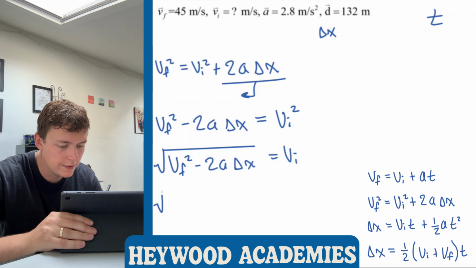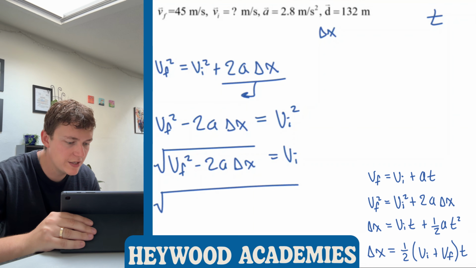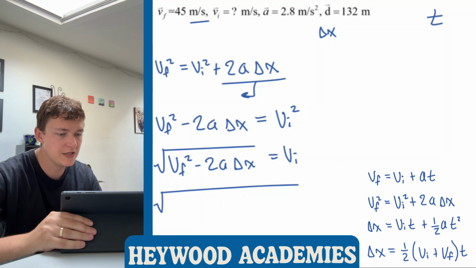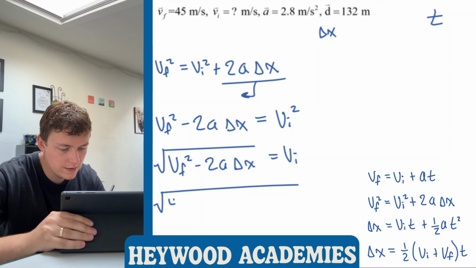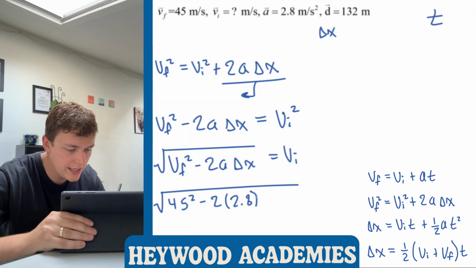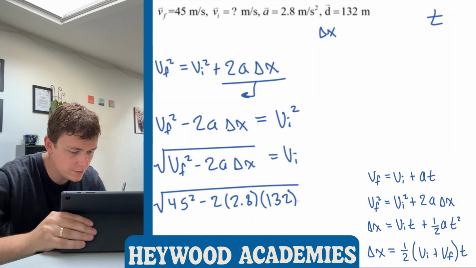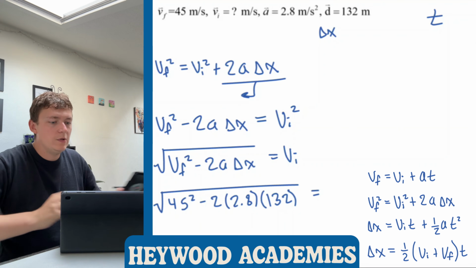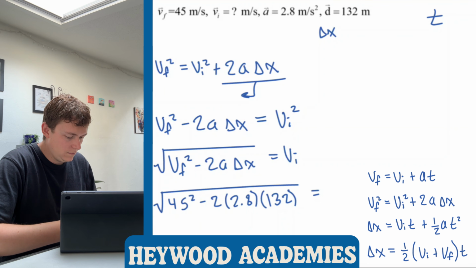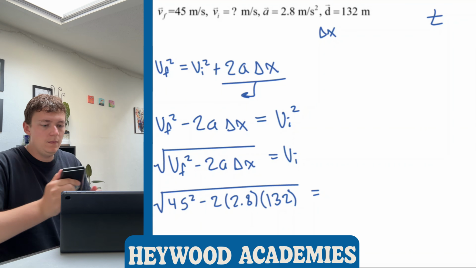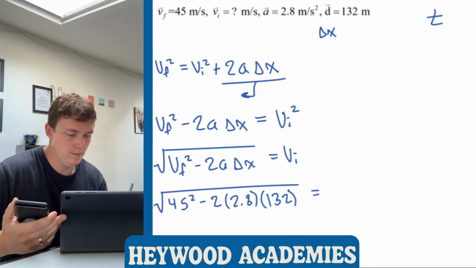Now we can go ahead and plug in our numbers here. And just checking our units to make sure we're in SI units again. Yes, all good. So we can just go ahead and plug those numbers in. So the final velocity squared was 45 minus 2 times the acceleration, which was 2.8. And our delta x, or d in this case, is 132 meters. So let's go and plug that in. So we're just plugging that into the calculator. And we get 35.9, let's say.